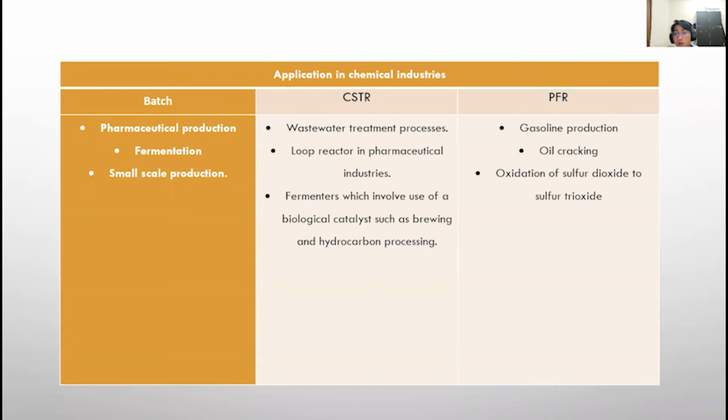This is the application in chemical industries. For batch reactor, we use it for pharmaceutical production, fermentation, and small scale production. For CSTR, used for wastewater treatment process, loop reactor in pharmaceutical industries, fermenters which involve use of a biological catalyst such as brewing, and hydrocarbon processing. And the last one, PFR, used in gasoline production, oil cracking, and oxidation of sulfur dioxide to sulfur trioxide.